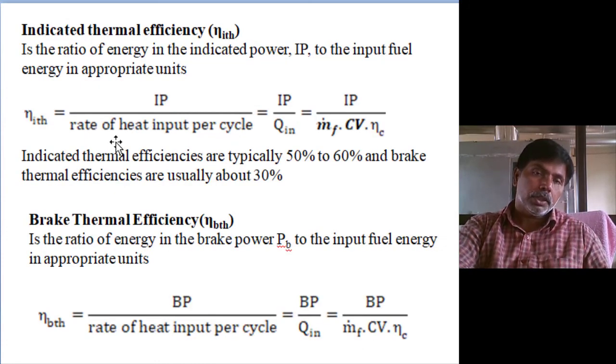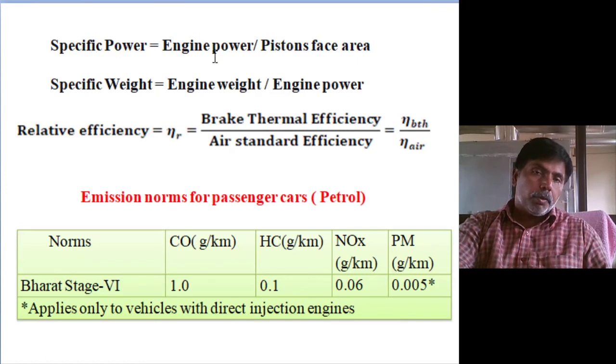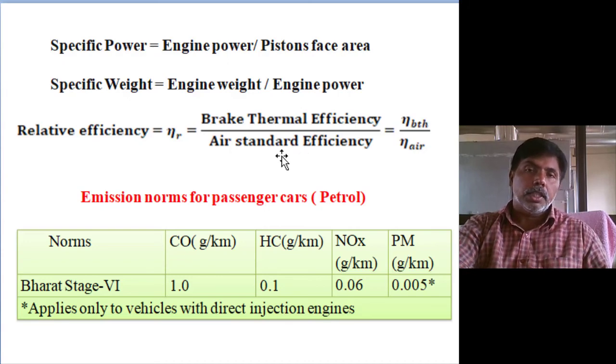Next, indicated thermal efficiency: indicated power to the rated power input, meaning heat supply, meaning the mass flow rate of the fuel and the calorific value of the fuel. If in the output we consider indicated power, then it is called indicated thermal efficiency. If in the output we consider brake power, then it is called brake thermal efficiency. Next, specific power: engine power divided by the piston face area, and specific weight: engine weight by the engine power, and relative efficiency of the engine: brake thermal efficiency to the air standard efficiency.